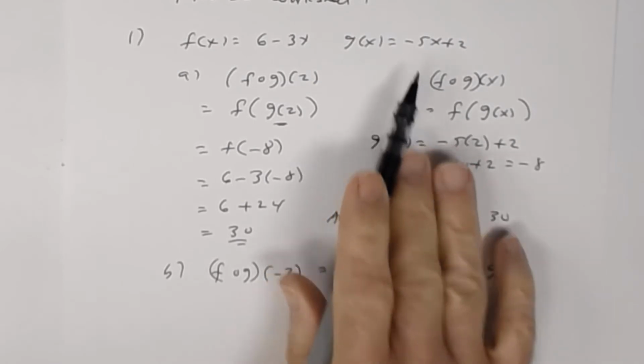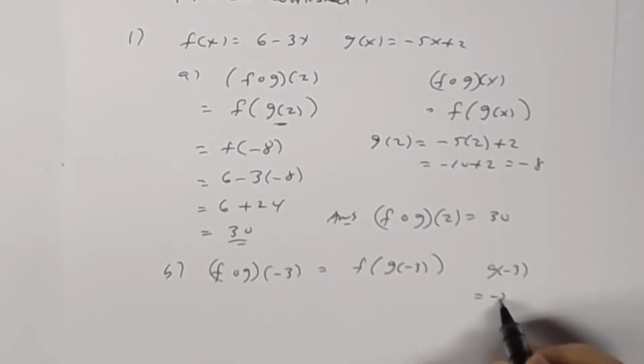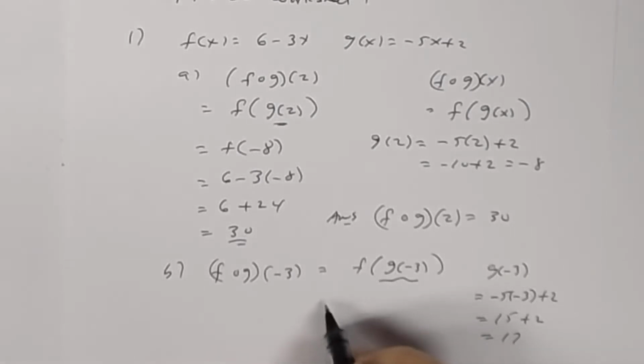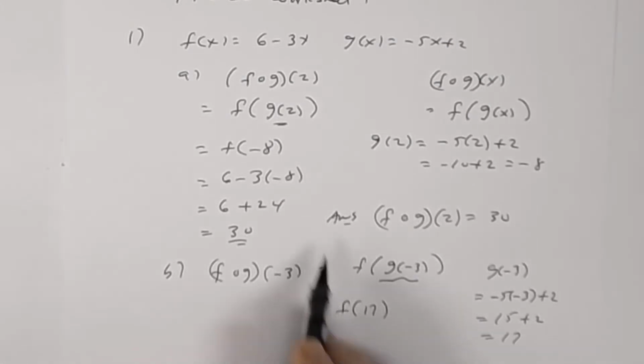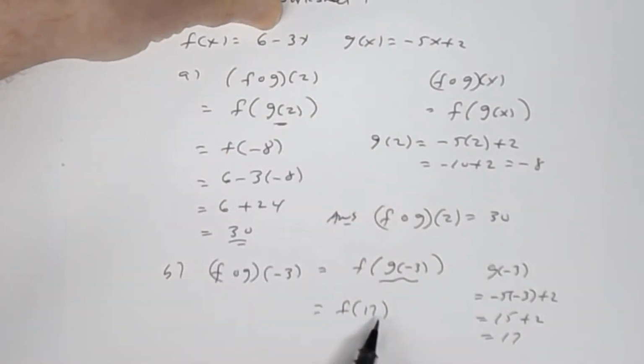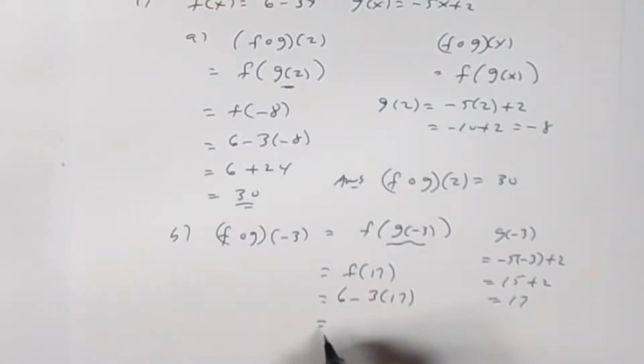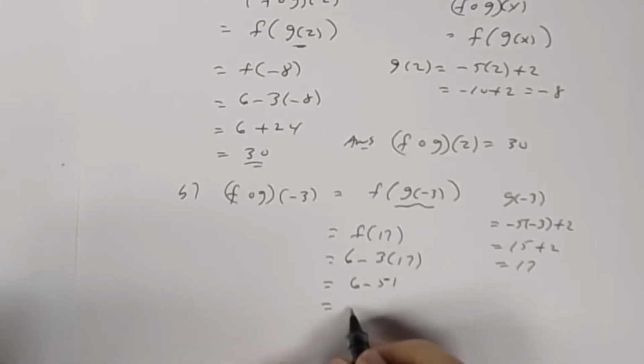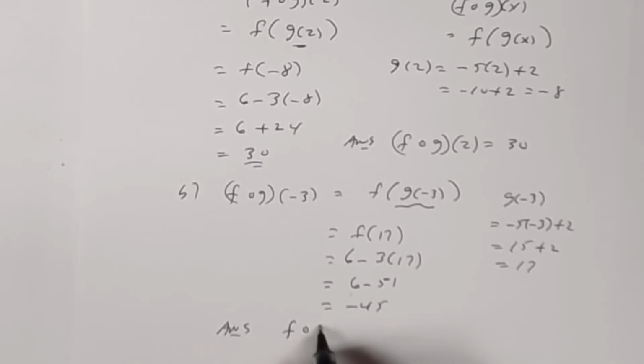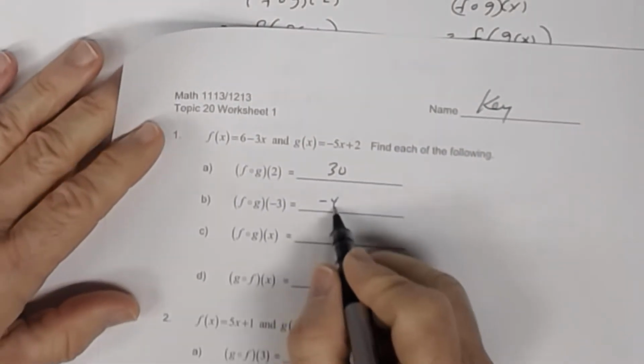For g of negative 3, I go to my function g and substitute negative 3 for x. So I get negative 5 times negative 3 plus 2. That's 15 plus 2, which is 17. So now this becomes f of 17. I go to my function f, and wherever I see the variable x, I substitute 17. So I get 6 minus 3 times 17. 3 times 17 gives us 51, and 6 minus 51 gives us negative 45. So f composed with g at negative 3 is equal to negative 45.